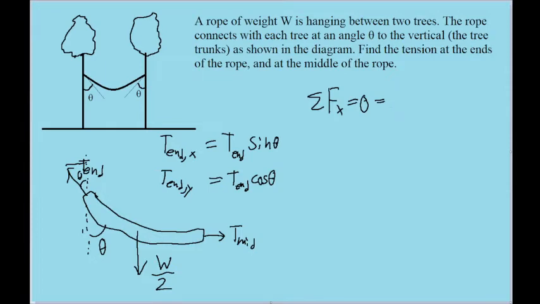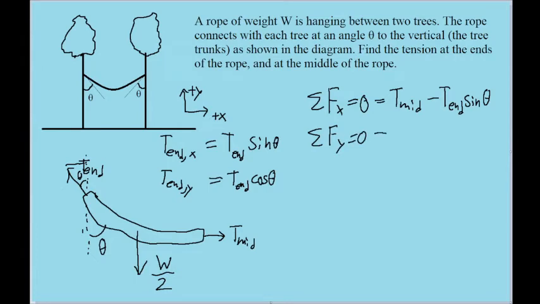And we can see that in the x direction we will have T sub mid positively in the right direction. So I should probably first note our coordinate system here: to the right is positive x, and upwards is positive y. So that's T sub mid positive, and then in the negative x direction, that's minus T sub end times the sine of theta.